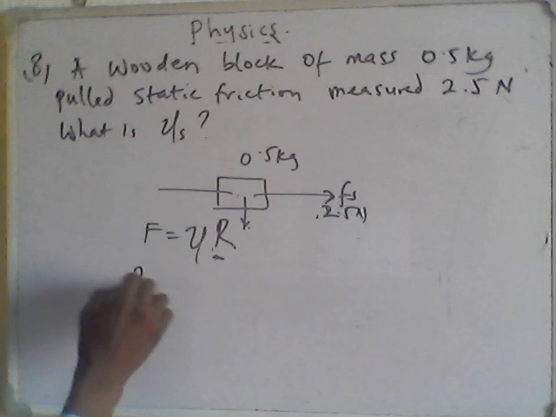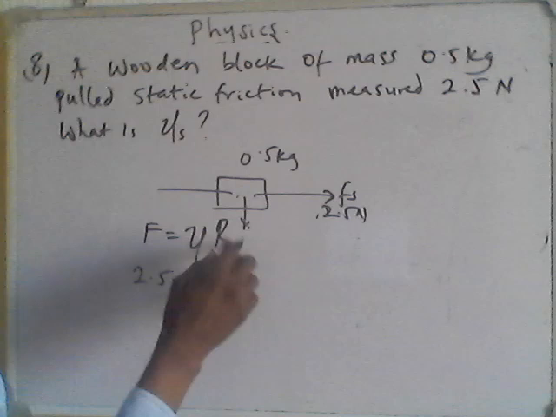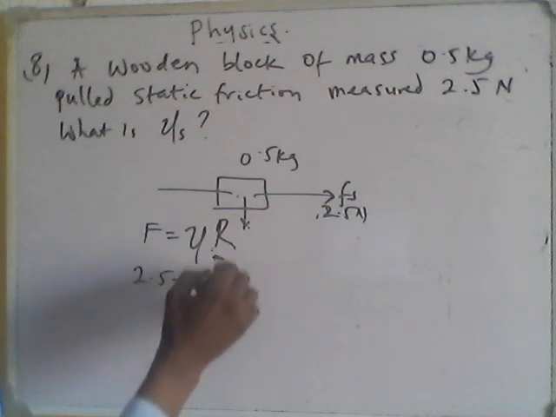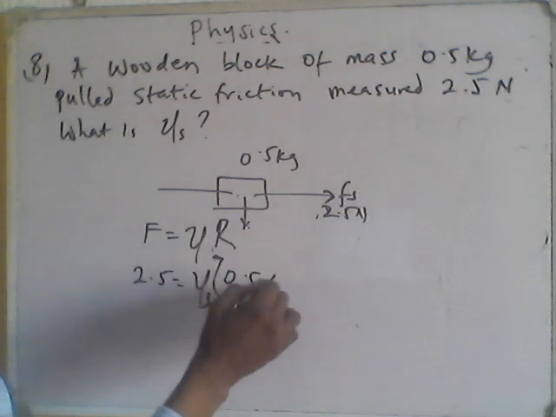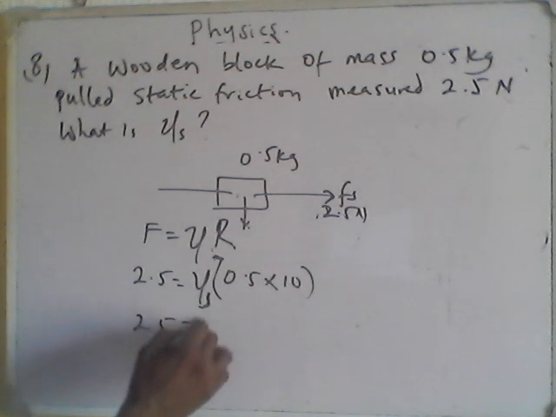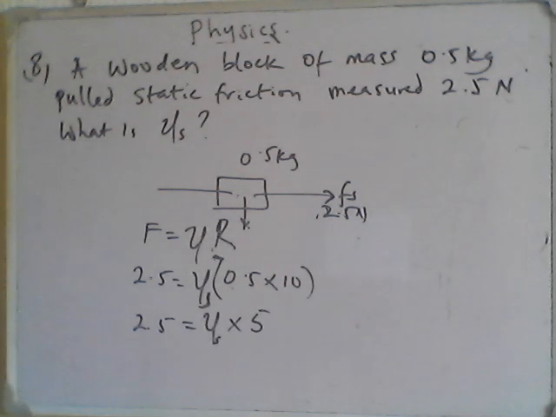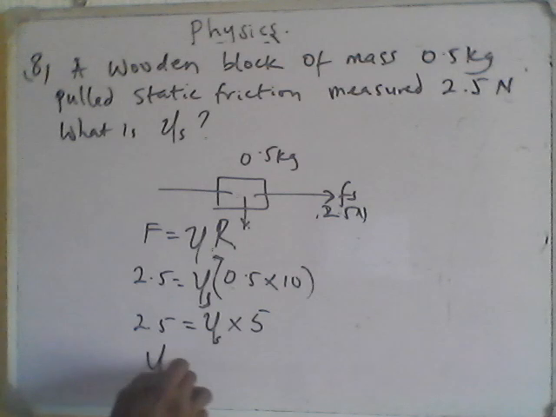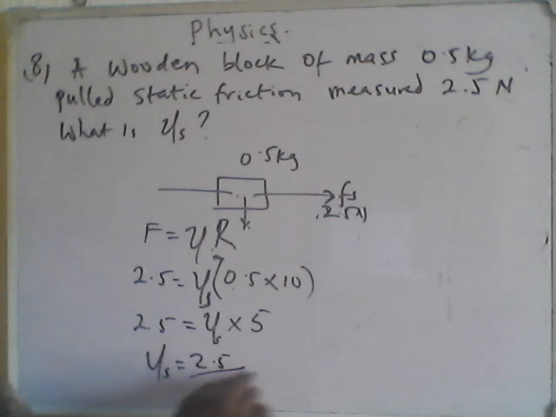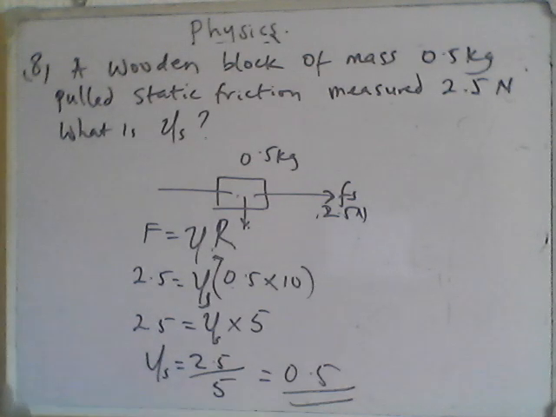So if you come here and say 2.5 Newton is equal to, we're looking for the coefficient of static friction, times the normal reaction force, which is the weight, which is 0.5 times 10. Okay, so 2.5 is equal to the static friction coefficient times 5, because 0.5 times 10 is 5. So we can make mu the subject, and we have 2.5 over 5, which will give us 0.5. So 0.5 is the coefficient of static friction for this particular body. So we'll go on to the next question.